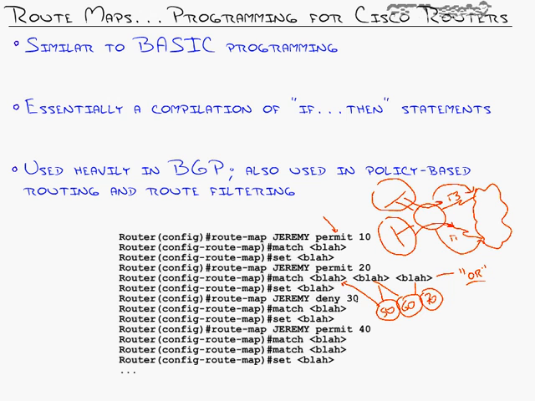Now, do me a favor. I'm going to jump down to sequence number 30 and just look at 40, because we can also type them on multiple lines. Match blah, enter, then match some other blah.